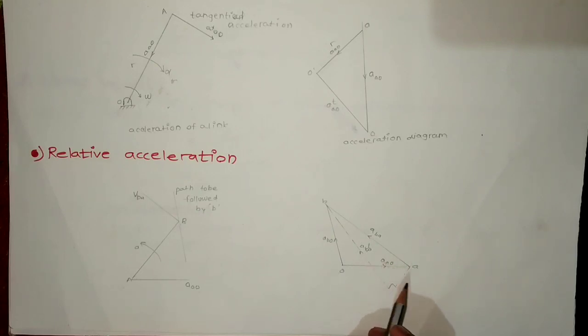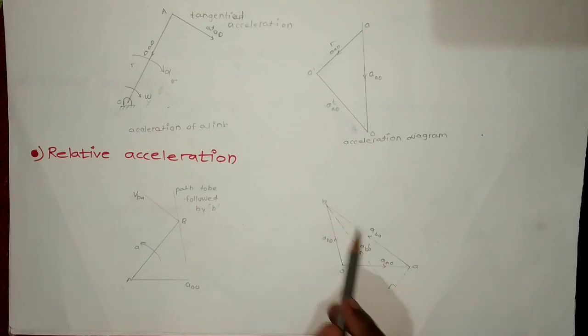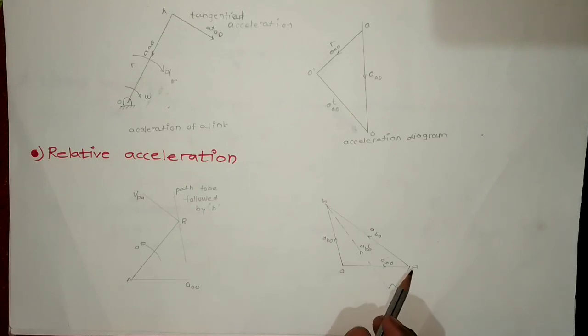The total relative acceleration of point B with respect to point A is given by the vector sum of the above two components. It is represented by the line joining points B and A.